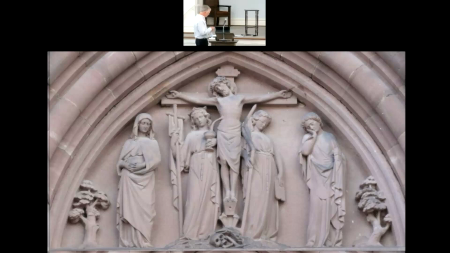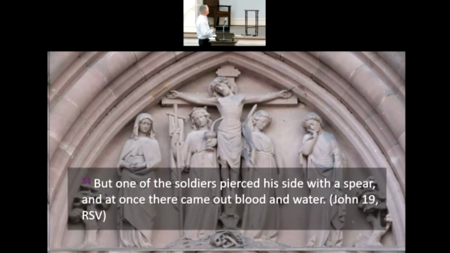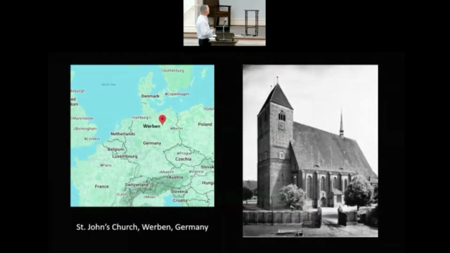Here we have ecclesia on the left, capturing the blood and water coming from Jesus' side. And we have a synagogue with a broken staff. Again, she's blindfolded, holding tablets as if she's ashamed of what's on them. So this is a way that you could portray theological points. In this case, Christianity is superior to Judaism. And again, this is a common motif in mainstream Christianity in their architecture.